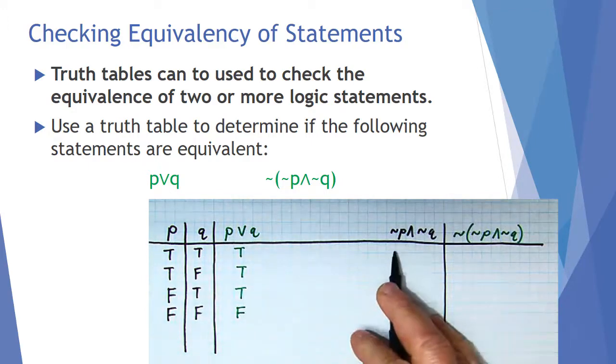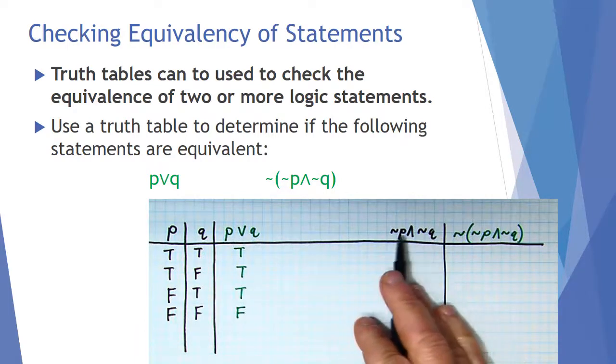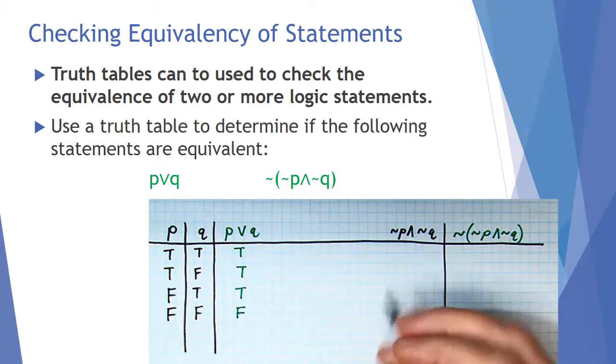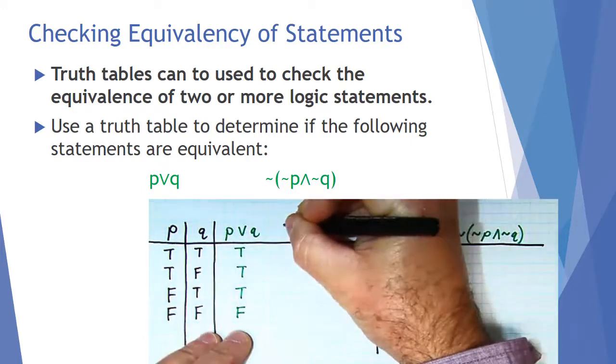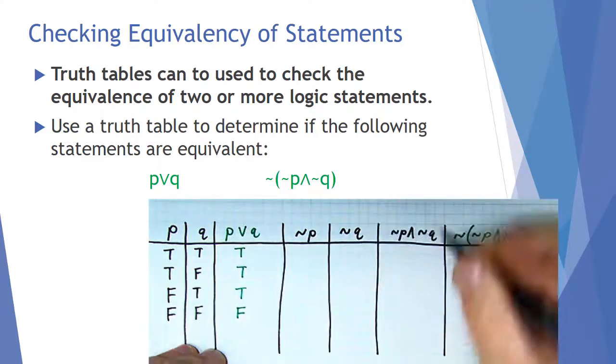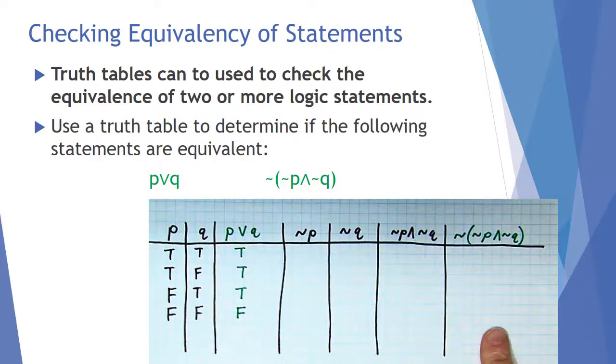But we really can't build not P and not Q unless we know what not P and not Q are. So we have to build those columns. We'll build a not P column and we'll build a not Q column. Those will tell us this result, and this column will tell us this column's result, and then we can compare our results.